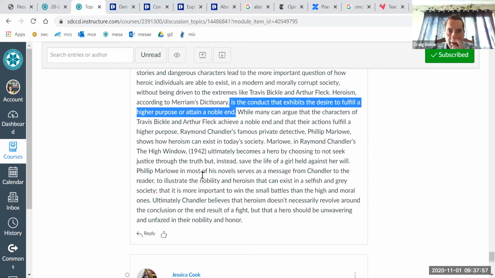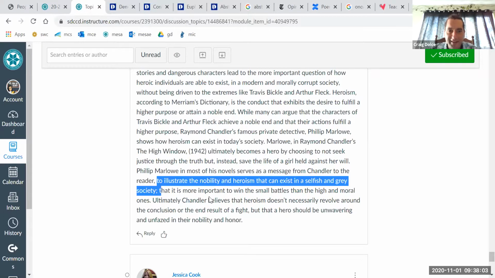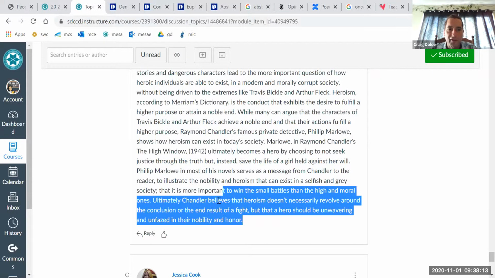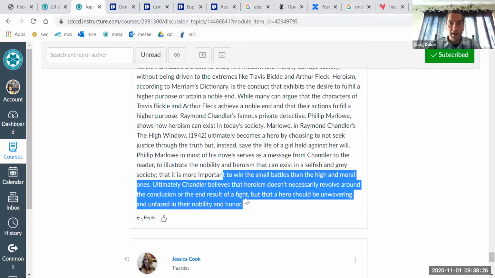To illustrate the nobility and heroism that can exist in a selfish and gray society. Ooh, yes. Ultimately, it is more important to win the small battles than the high and moral ones. Ultimately, Chandler believes that heroism doesn't necessarily revolve around the conclusion or the end result. The heroes should be unwavering and unfazed in their nobility and honor. And how can they use critical thinking skills to better be unwavering and unfazed in their nobility and honor? Great job on that intro as well. People, nicely done.